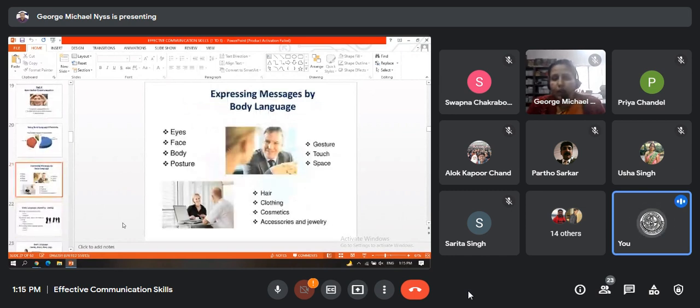Look how we can express messages through body language, by our eyes, face, body, postures, by gesture, touch, space, and sometimes by our clothing, hair, cosmetics, accessories, and jewelry.